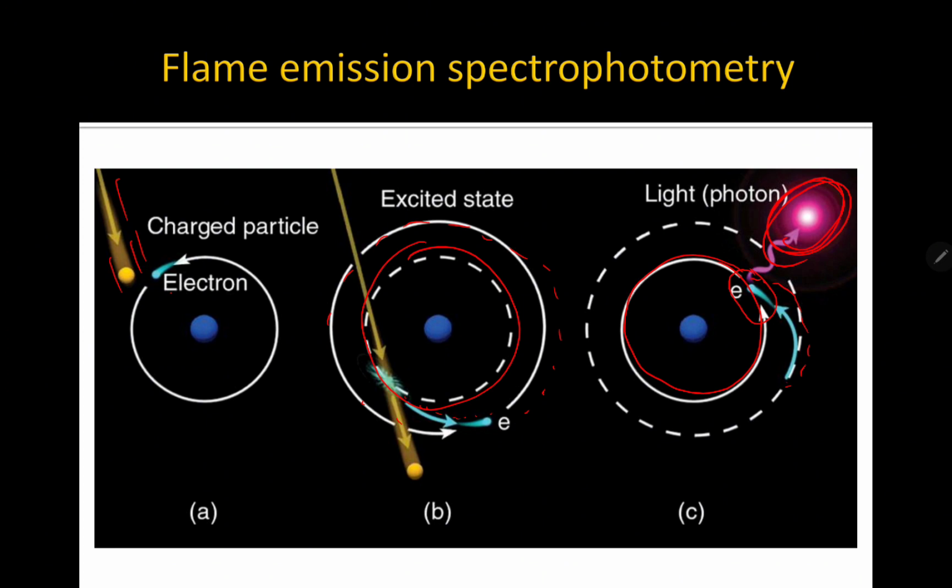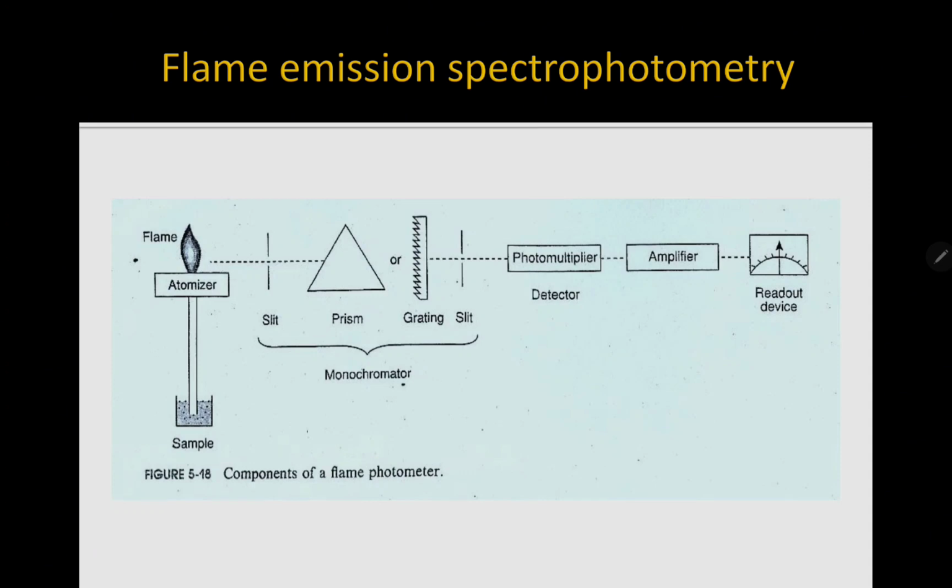So, in flame emission spectrophotometry, you are causing electrons to be excited, and kapag bumalik na siya sa kanyang original state or ground state, the action of losing energy in the form of light is what we call emission. Kaya siya tinawag na flame emission spectrophotometry. Okay, so this is the component of a flame photometer. As you can see, ganyan sinabi ko kanina, meron talaga tayong flame.